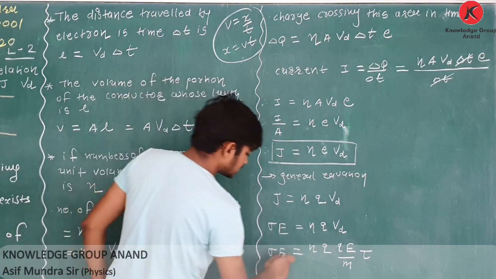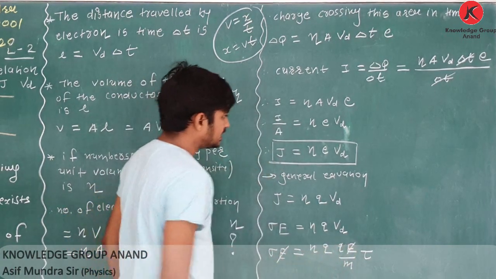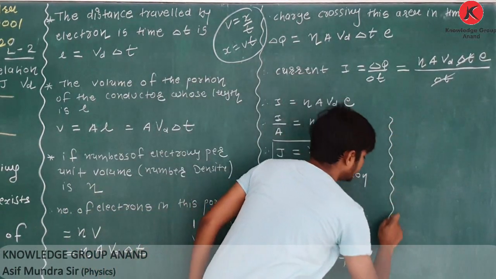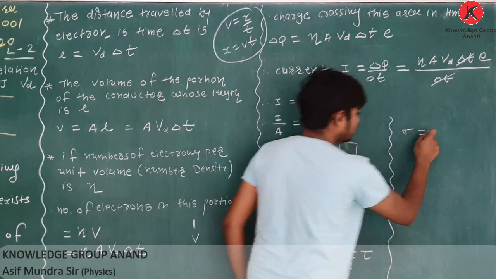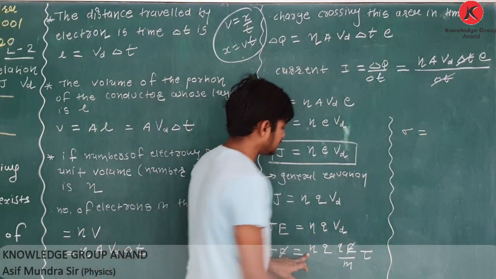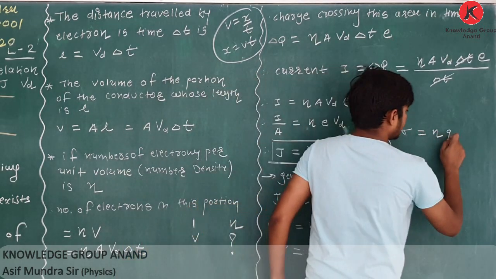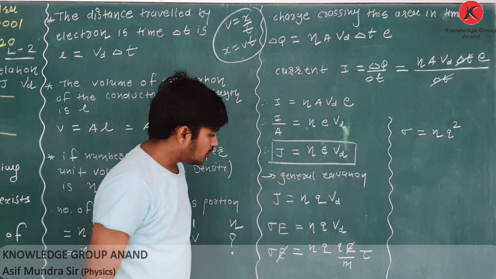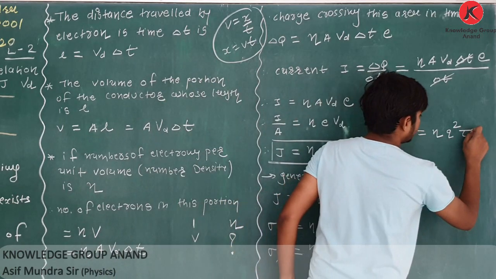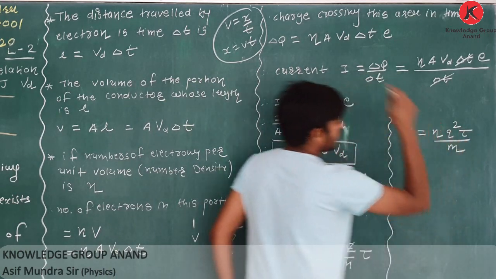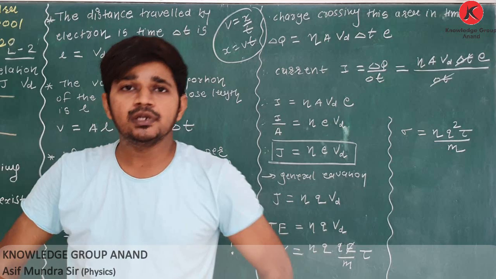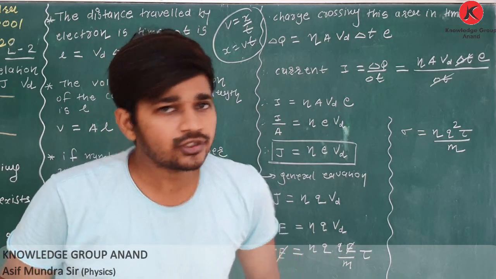Okay, so this E cancels, and sigma is equal to, see here, n, then q into q, it is q square, then tau, divided by m. Clear about this? Okay.